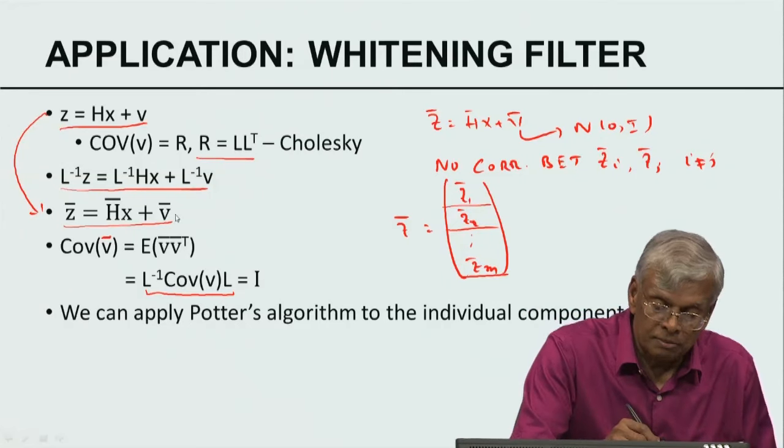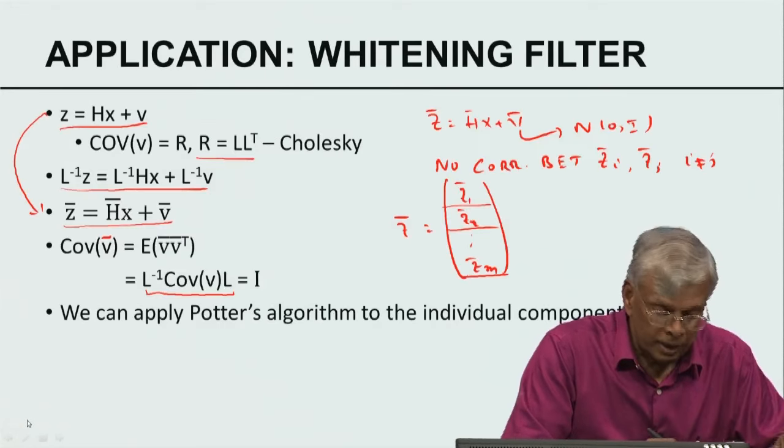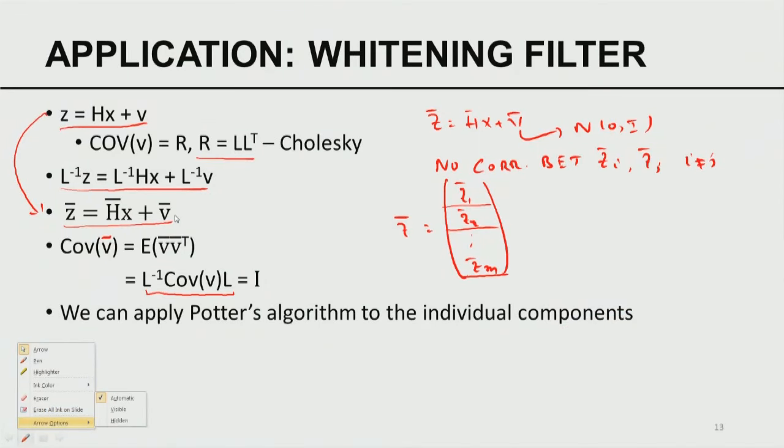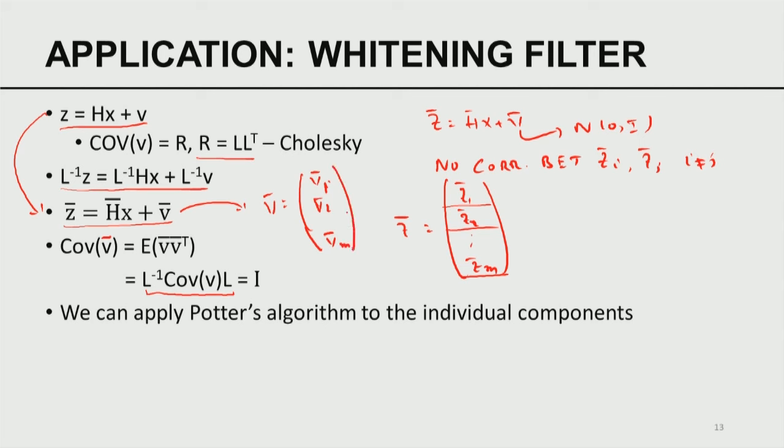So in here, please realize, V bar is equal to V bar 1, V bar 2, all the way up to V bar M, and if you take any two of them, they are not correlated. Therefore, I can consider the vector to be made up of M single uncorrelated observations. If there are M single uncorrelated observations, I can apply the Potter's formula one at a time.